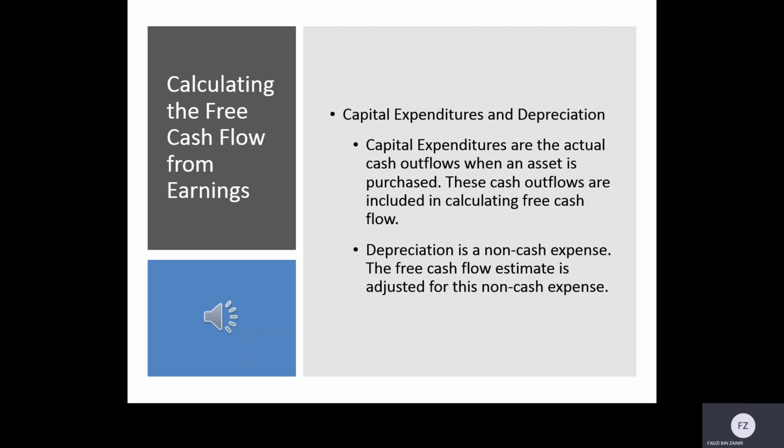So to determine HomeNet's free cash flow from its incremental earnings, we need to make some adjustments. So let's look at the capital expenditure and depreciation. Depreciation is not a cash expense that is paid by the firm.